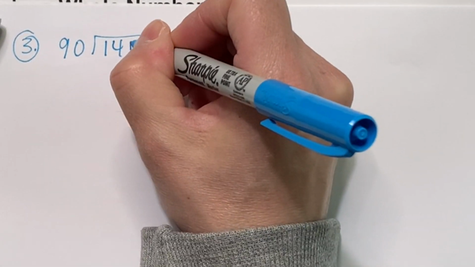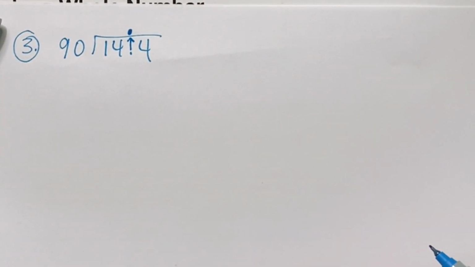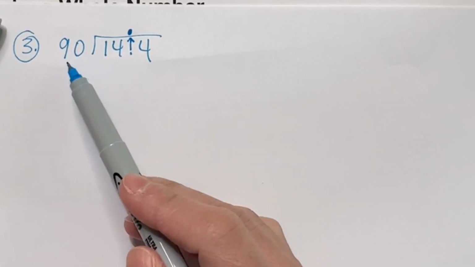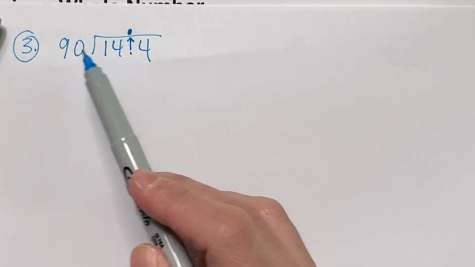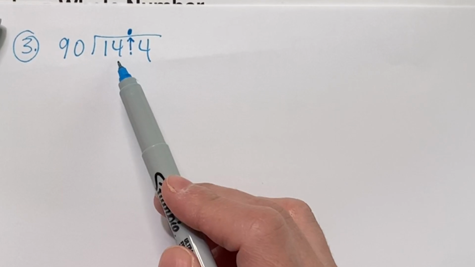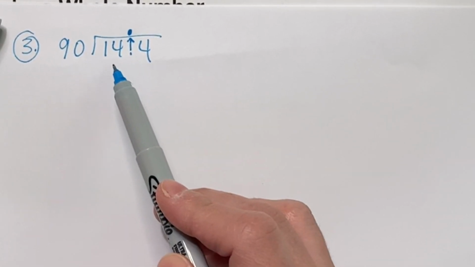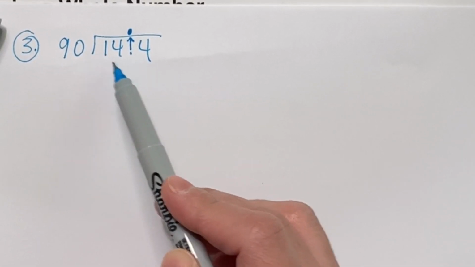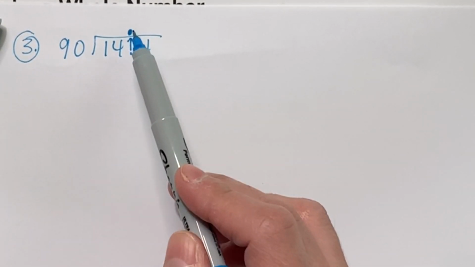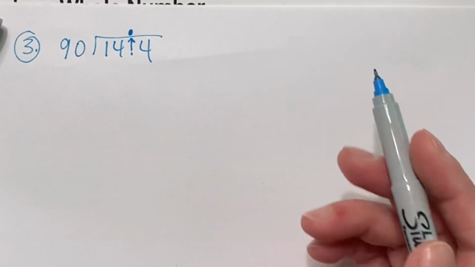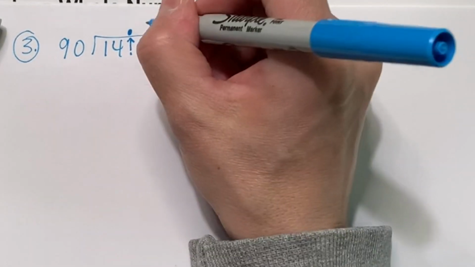Number 3. First, you want to bring this decimal up from where it is, and that's its new home. 90 cannot go into 1. 90 cannot go into 14. But 90 can go into 144. See, when we do this, we ignore the decimal because we've already placed it where it goes, and now this just becomes a regular number. 90 can go into 144 one time without going over.